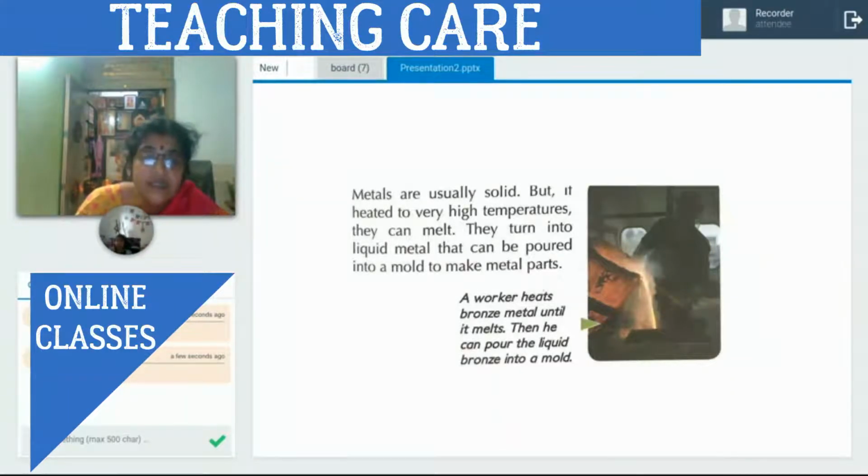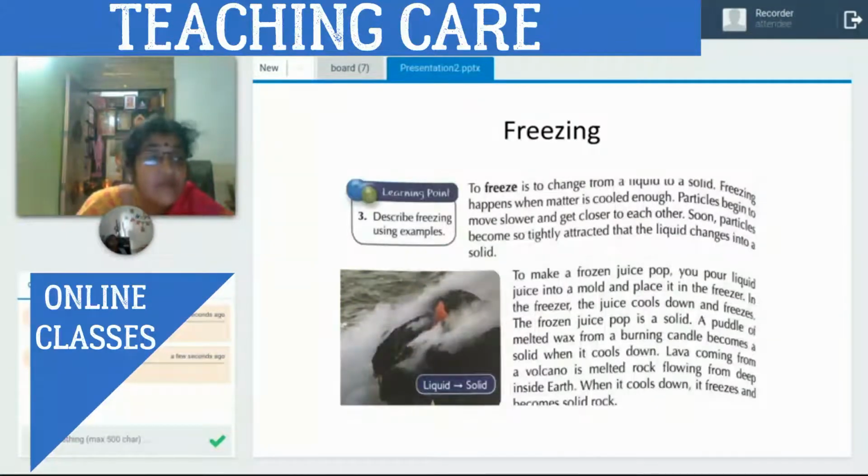What they are telling is metals are usually solid, but if heated to a very high temperature, they can melt. They turn into liquid metal that can be poured into a mold to make metal parts. To make the metal parts, it can be molded, they are telling. Okay or not? Can you understand or not? Yeah, I can. Next, even magnets are solid. Correct.